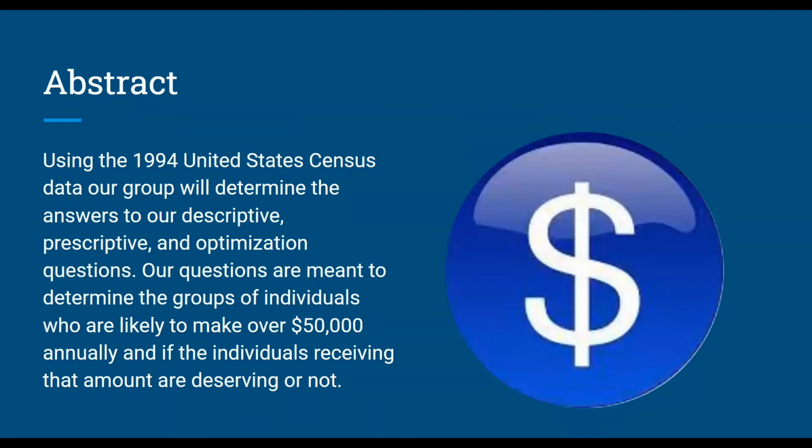Our group decided to use the 1994 United States Census data in order to determine the answers to our descriptive, prescriptive, and optimization questions. Our questions are meant to determine the group of individuals who are most likely to make over $50,000 annually and if the individuals who are receiving that amount are deserving or not.